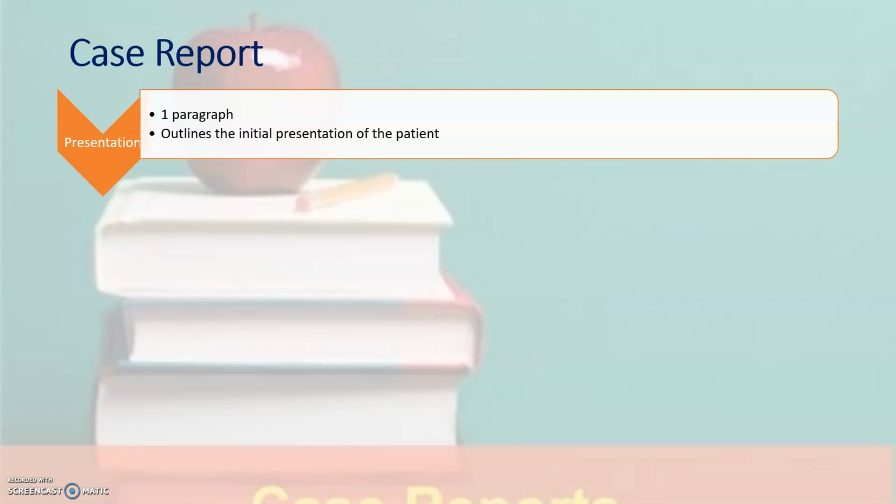You know, they came in, brought in by relatives with a history of 3 days of increasing shortness of breath and chest pain, or they were brought in by the ambulance service after having collapsed at home with severe chest pain and shortness of breath, or something like that. And it's just an initial paragraph to introduce your reader to the patient.